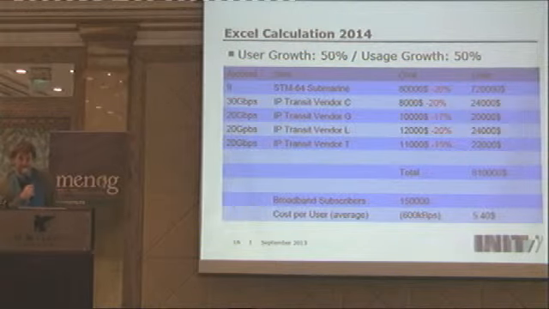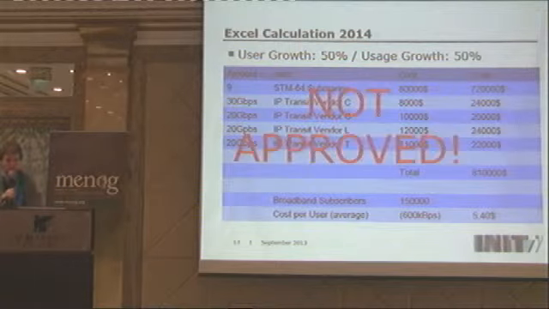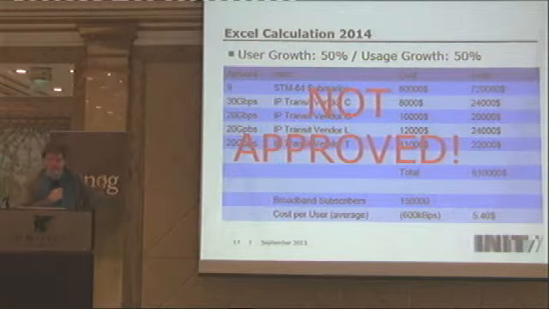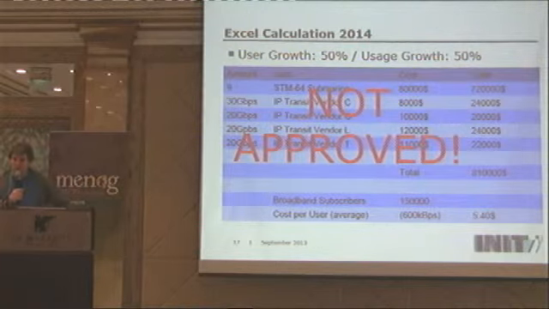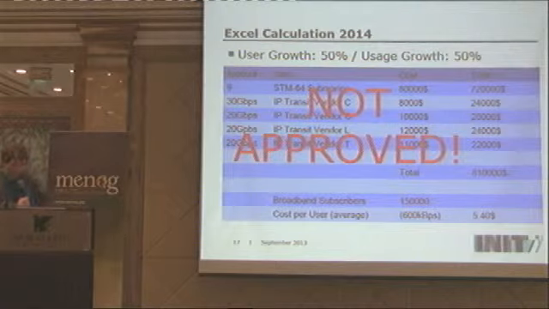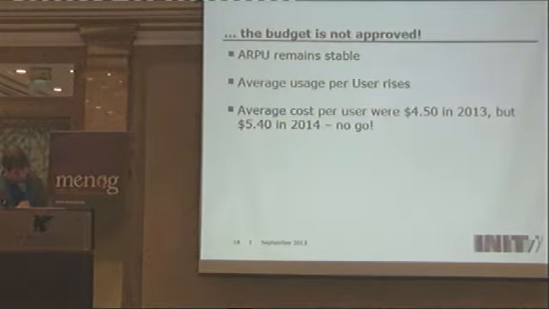So you go with that calculation to your CFO and he says, go home, do your homework, this is not going to be approved. So what now? We have to become a bit creative. Face the facts: ARPU remains stable, but the bandwidth per user is rising. So it's $90 more per user.